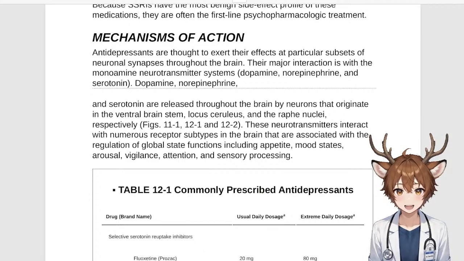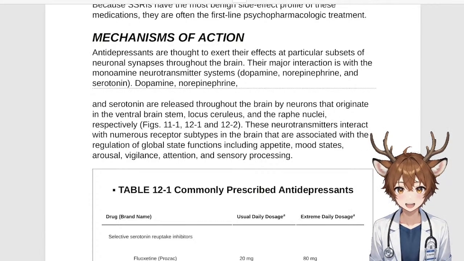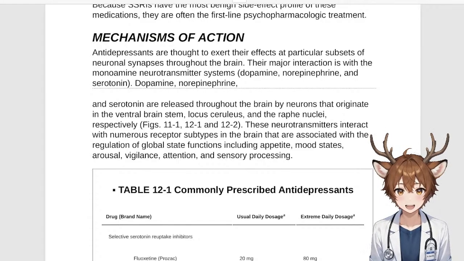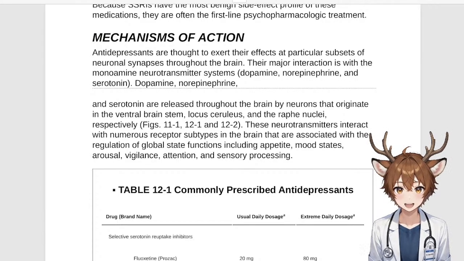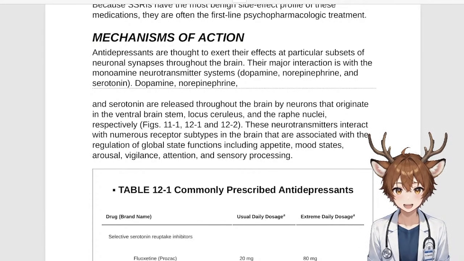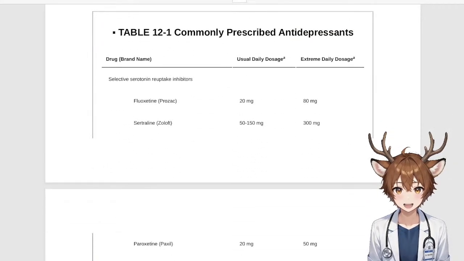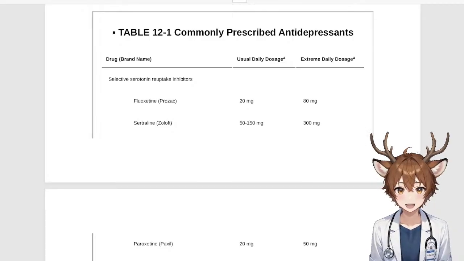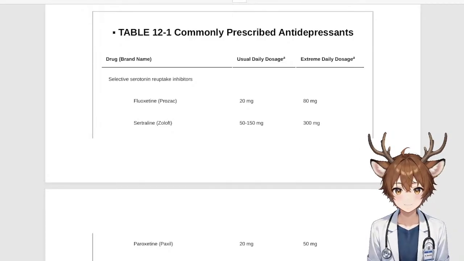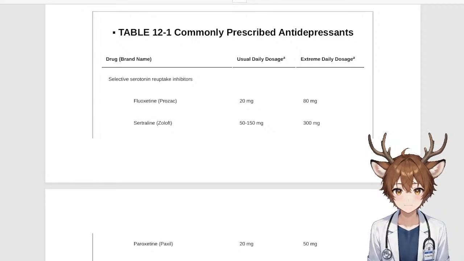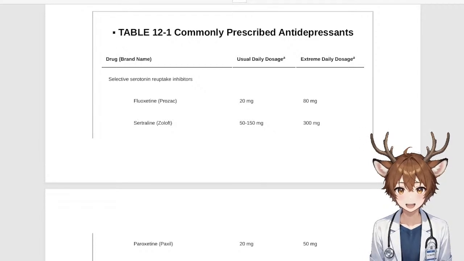These neurotransmitters interact with numerous receptor subtypes in the brain that are associated with the regulation of global state functions, including appetite, mood states, arousal, vigilance, attention, and sensory processing. Table 12.1, commonly prescribed antidepressants. With the drug name and the brand name in parentheses, we have the usual daily dosage and the extreme daily dosage. So fluoxetine, also called Prozac, usual is 20, extreme is 80.